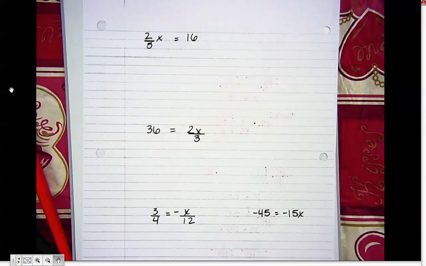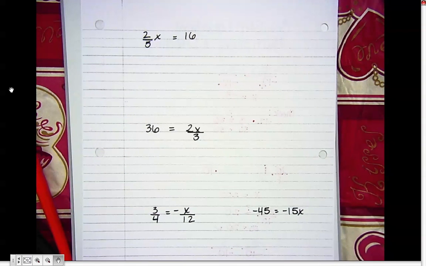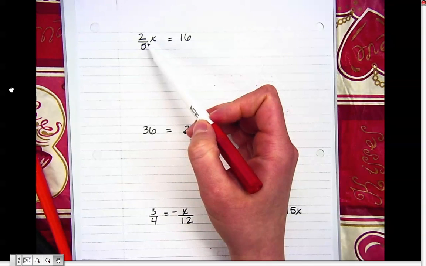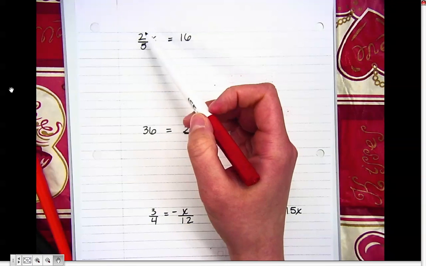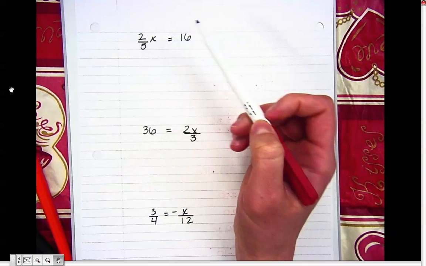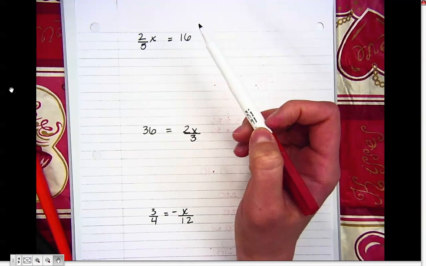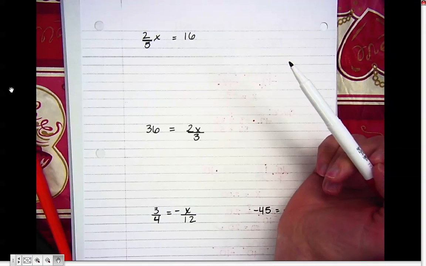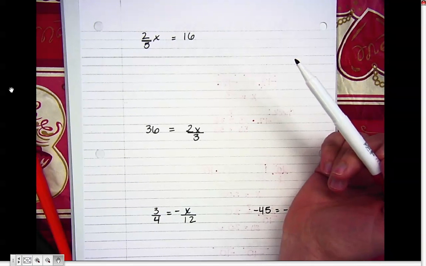On the back, we are looking at 2/5 x equals 16. All right, so we know that this means that we're multiplying, right? We have a number, in this case a fraction, times a variable. So that means we're multiplying. So that means, what do we need to do? We need to divide. But how do we divide fractions? Who remembers how we divide fractions?